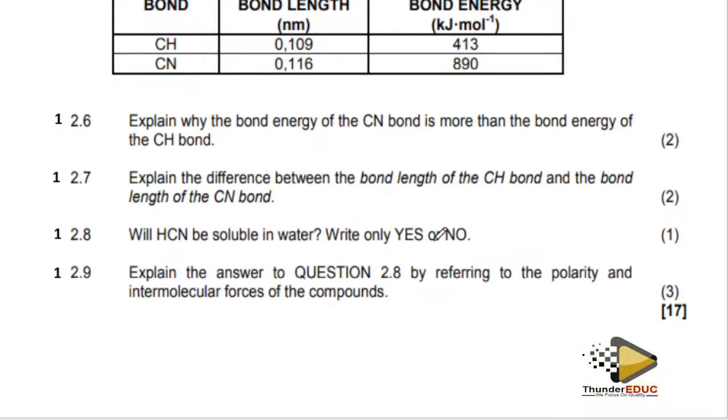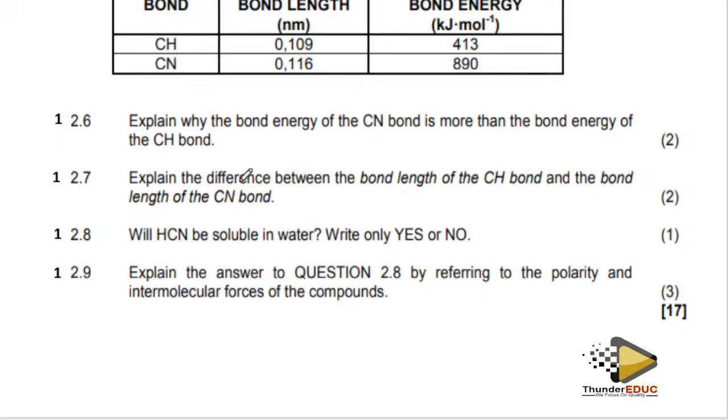Okay. Explain the difference between bond lengths. I think I've explained it. Explain the difference between the bond length of hydrogen cyanide and the bond length of the other. Explain the bond energy. So the bond energy, we have talked about it. It means that it is strong. Why? Because of the multiple bonds. Hydrogen cyanide has 3 bonds, while this one has a single bond.